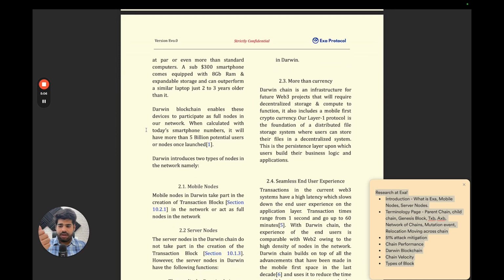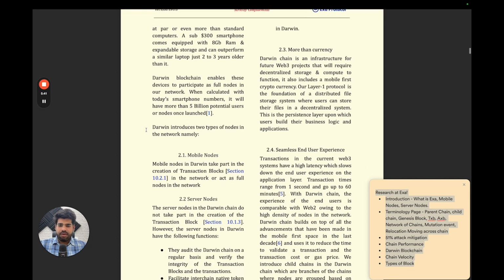In this version of the chain that we have built, we are introducing two types of nodes in the network. First is a mobile node that can mine the transaction block. It's a regular block that every layer one has, that contains a list of all the transactions that have happened. And we are also introducing a second node, which is called a server node. A server node does not take part in the transaction validation process. However, the server nodes are required to keep the entire Darwin tree, the entire Darwin chain, as cold storage.